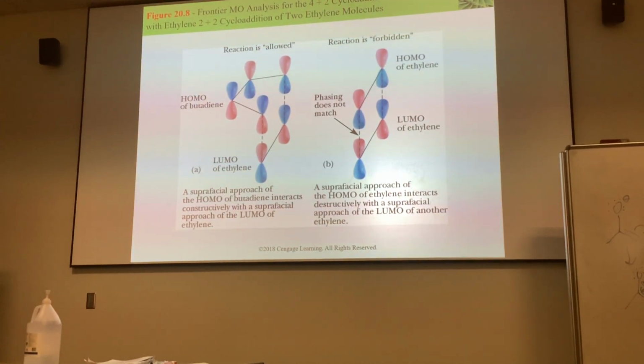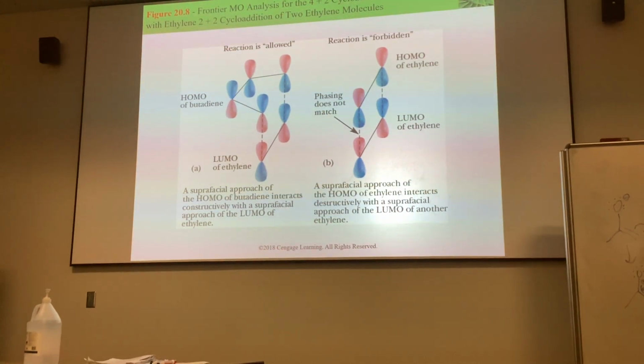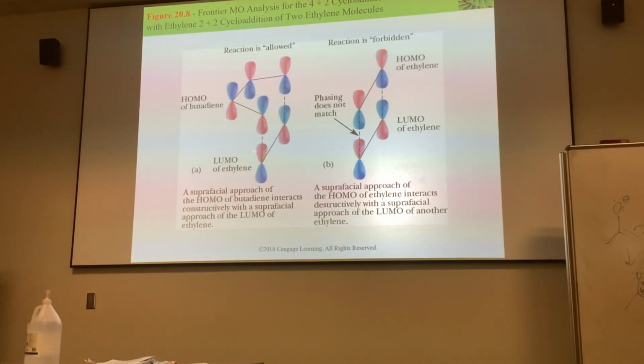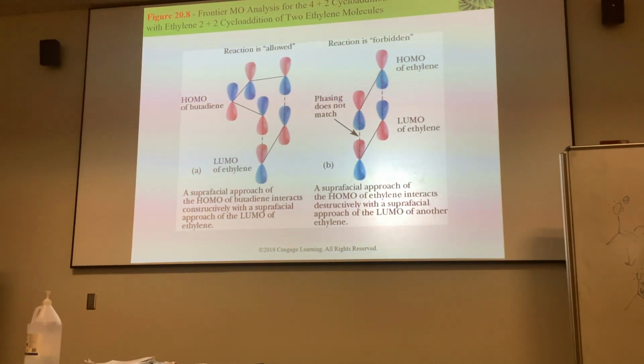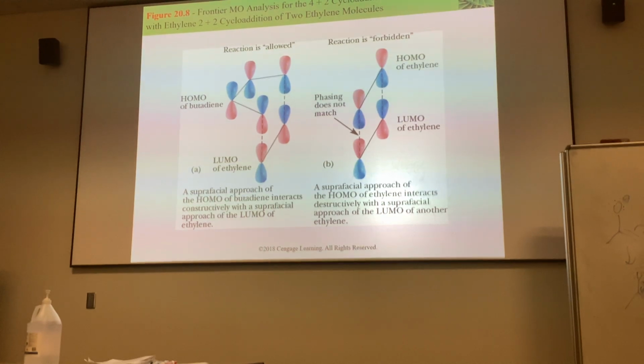So it's allowed because the pinks with the pink and the blues with the blue? Yeah. That's literally it. One of these is polarized, that's why they're colored differently. One is positively polarized, one negatively polarized, or whatever. Basically, these guys are in opposite phases.